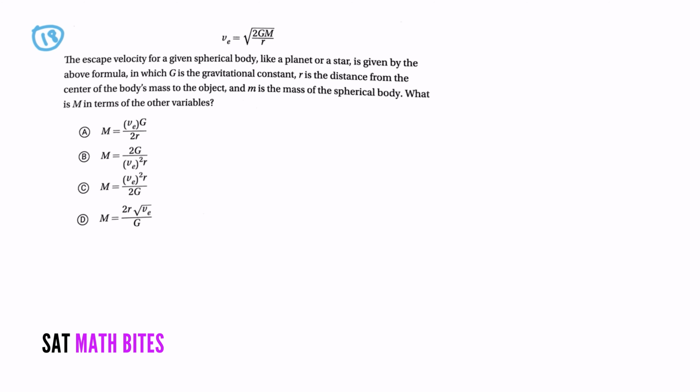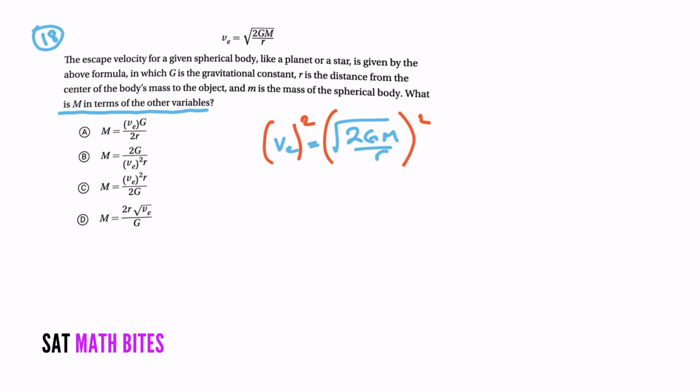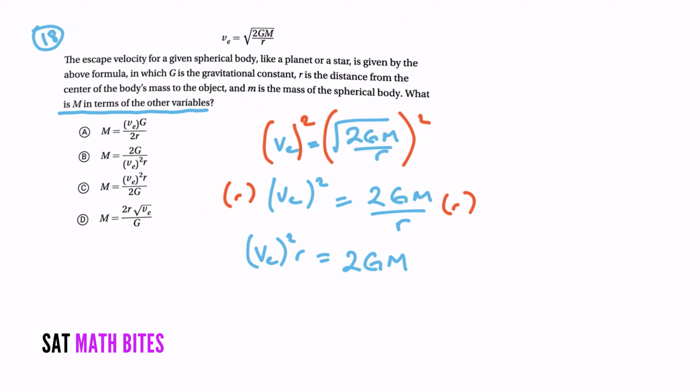In number 18, we're given an equation that represents the escape velocity. And what we want to do is find the value of m in terms of all the other variables. So if we take our equation and try to isolate m, the first thing that we would do is square everything. The result of doing that is that it removes the square root. So that would give me VE squared equals 2GM over R. And then I would multiply both sides by R. That clears the denominator. So that would give me VE squared R equals 2GM. And then to solve for M, I would divide both sides by 2G. So that gives me VE squared R over 2G equals M. And you can see that would be answer choice number 3.